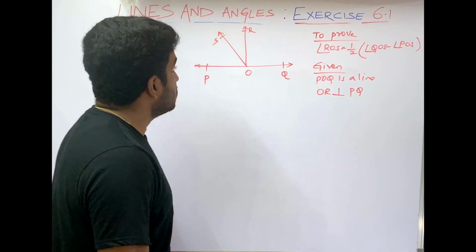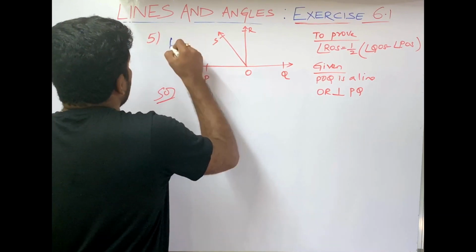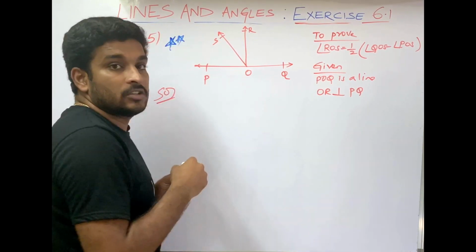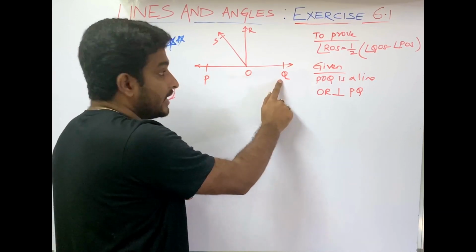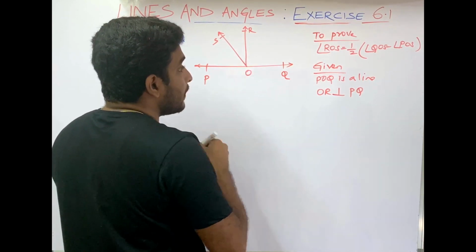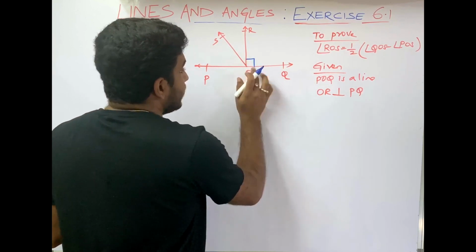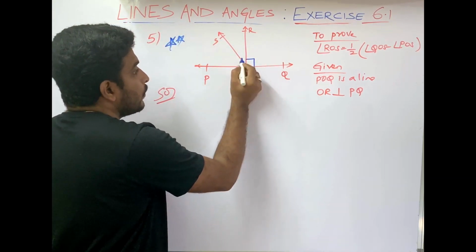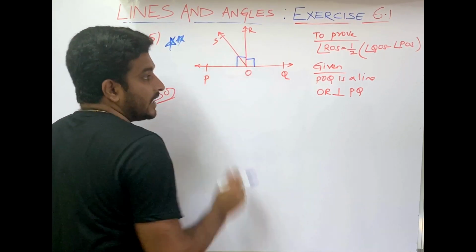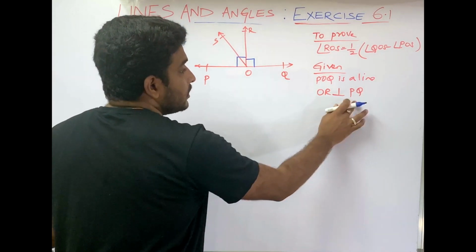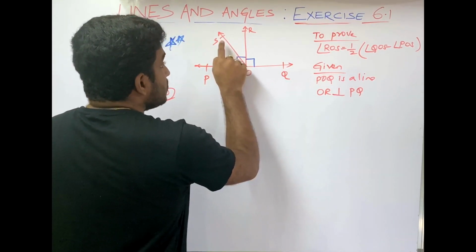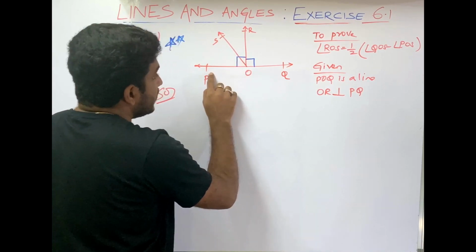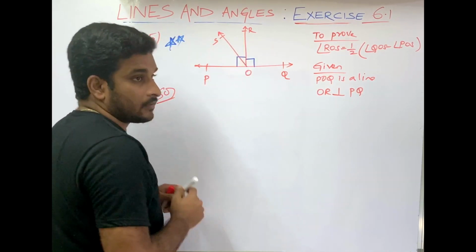The next problem is, this problem is very important. See, coming to this problem, they gave POQ is a line where OR is perpendicular to PQ line. That means obviously ROQ is equal to ROP as 90 degrees because OR is perpendicular to PQ. Now we have OS is a ray which is bisecting from POR.